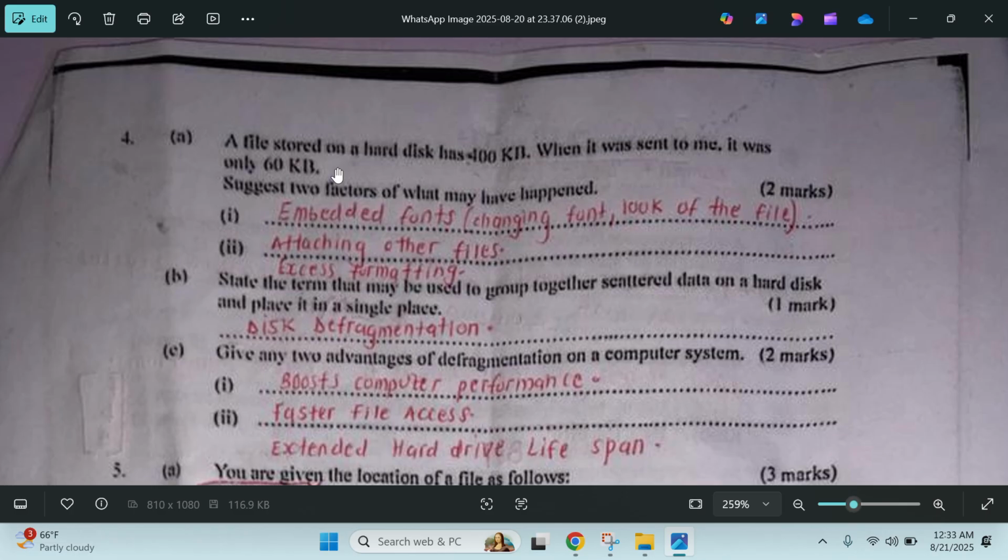Now, why do files expand in size? The first reason is embedded fonts. Embedded fonts means changing the font or changing the look of a file. Whenever you change the fonts, the font styles, the font colors, the font sizes of a file, it's going to expand in size. That is one reason. Of course, when you change them, you save. It means the file is going to be expanding.